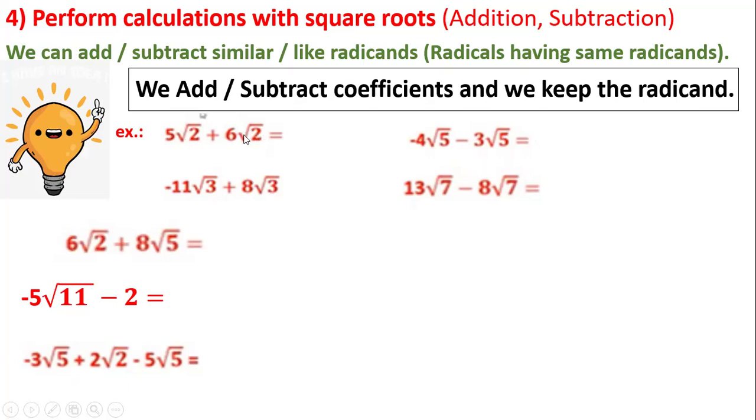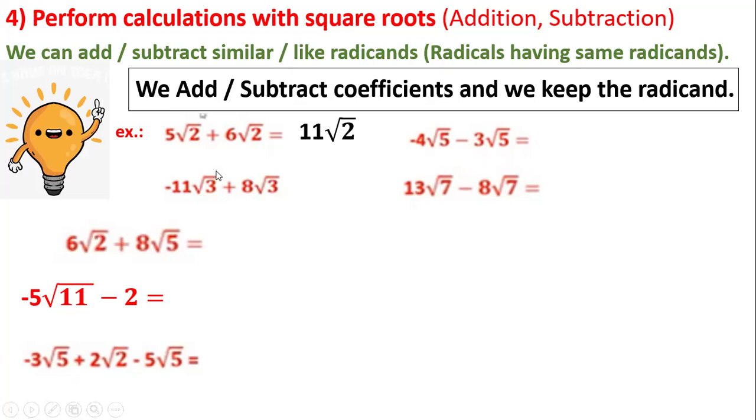So I have addition of 2 radicals. I look at the radicand here, it's 2. The radicand here, it's 2. Since they are similar or like radicands, I can add now the coefficients. I say 5 plus 6 is 11, and I keep the radicand as it is, so my answer is 11 radical 2.